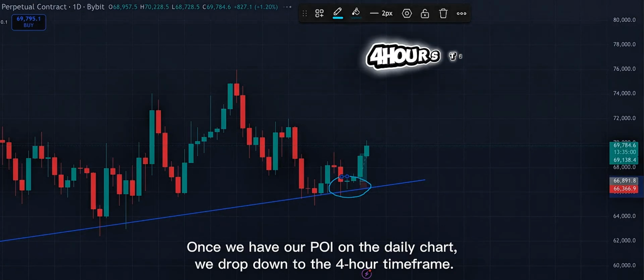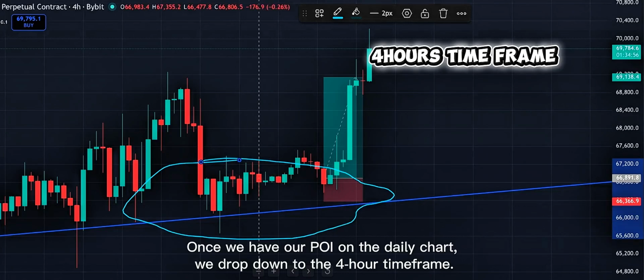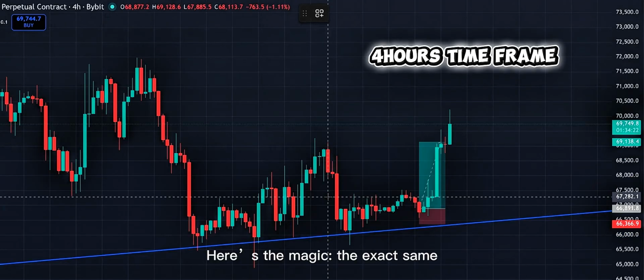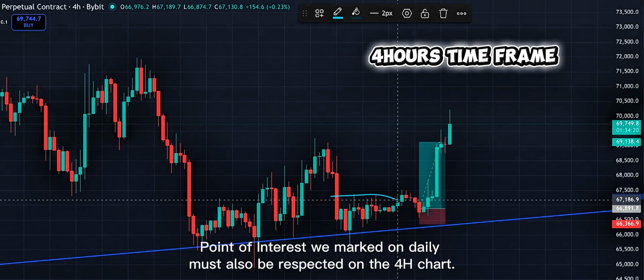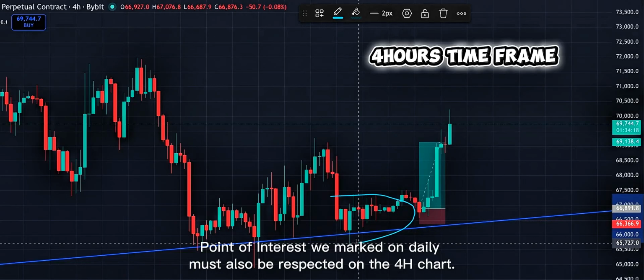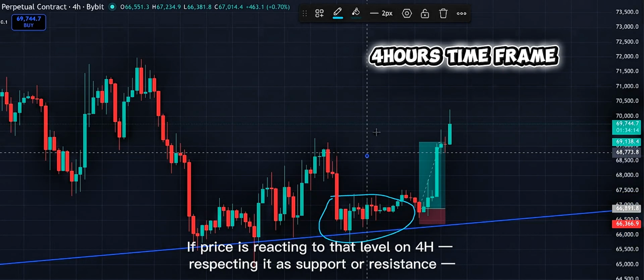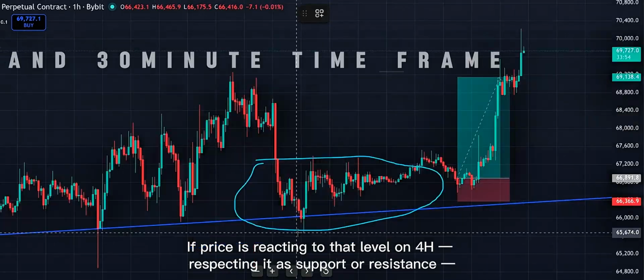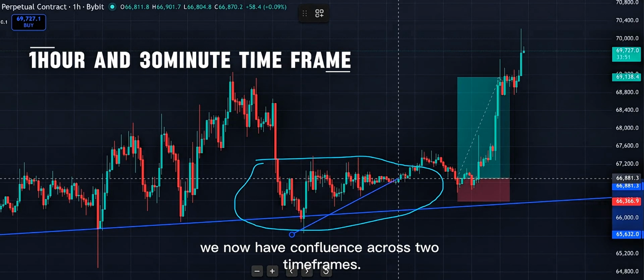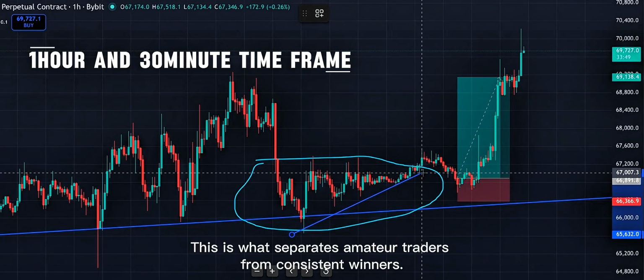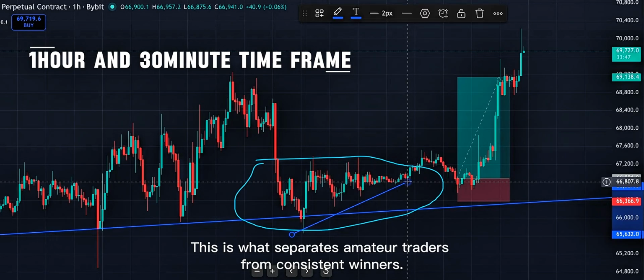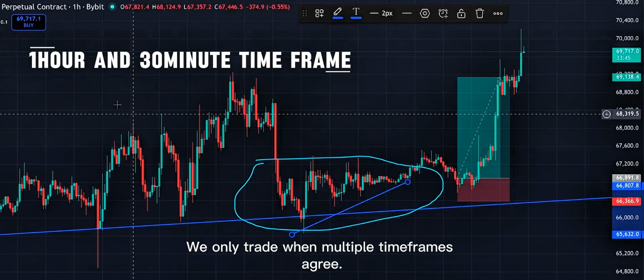Once we have our POI on the daily chart, we drop down to the 4-hour time frame. Here's the magic. The exact same point of interest we marked on daily must also be respected on the 4H chart. If price is reacting to that level on 4H, respecting it as support or resistance, we now have confluence across 2 time frames. This is what separates amateur traders from consistent winners. We only trade when multiple time frames agree.